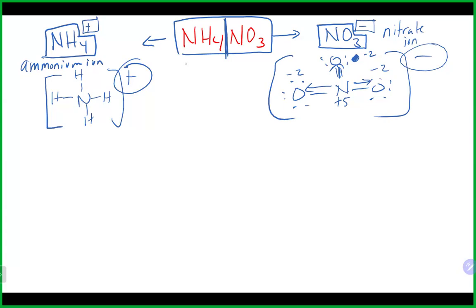So when we put this together, which is essentially +1 and -1, and gives us NH4NO3, we would just use both of the polyatomic ions' names, which is ammonium nitrate. And this would be ammonium nitrate.